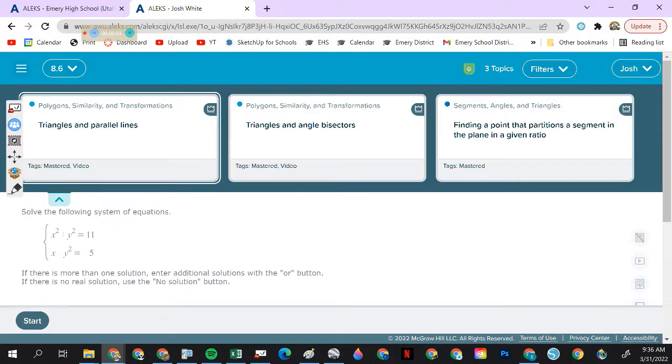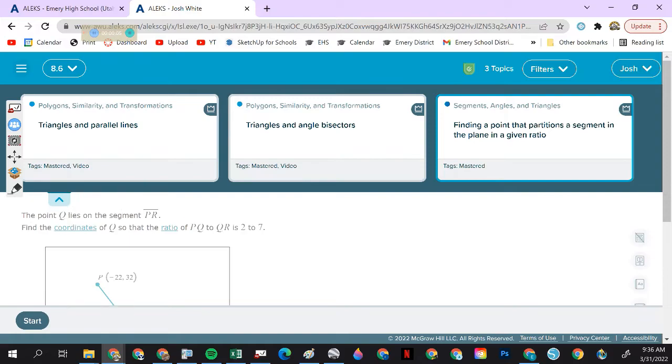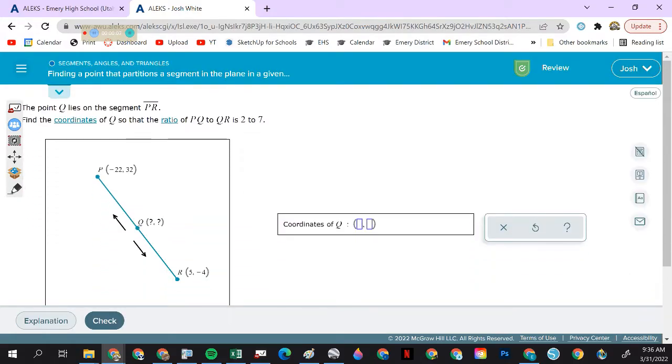Okay. Today we are doing 8.6. It's the last section in the chapter. So here we have point Q lies on the segment PR. Find the coordinates of Q so that the ratio of PQ to QR is 2 to 7. So the PQ distance is represented with a 2, and the QR distance is represented as a 7.